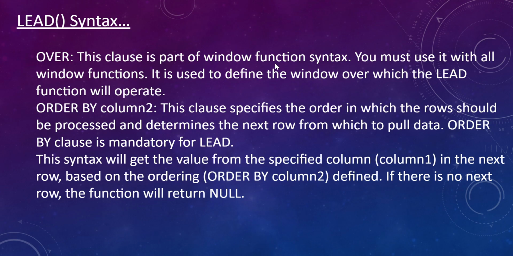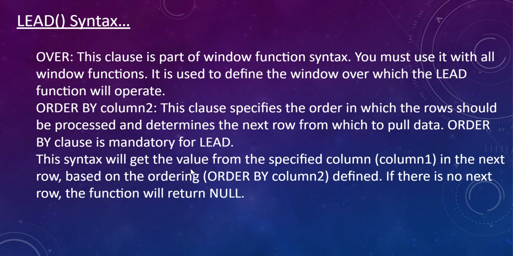Over, this clause is part of the window function syntax, and you must see it with all the window functions. Even when we were discussing rank, dense rank, row number, and even while we were discussing the lag function today, we found that this is a mandatory clause. It is used to define the window over which the lead function will operate. Order by column 2, this clause specifies the order in which rows should be processed and determines the next row from which to pull the data. And this is a mandatory clause for lead.